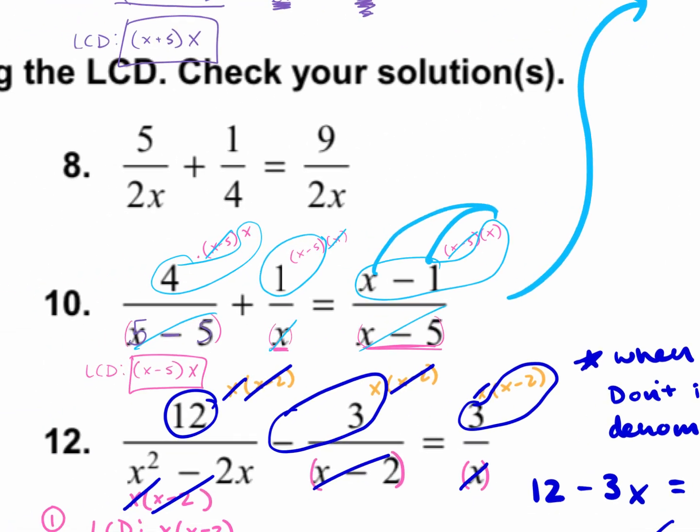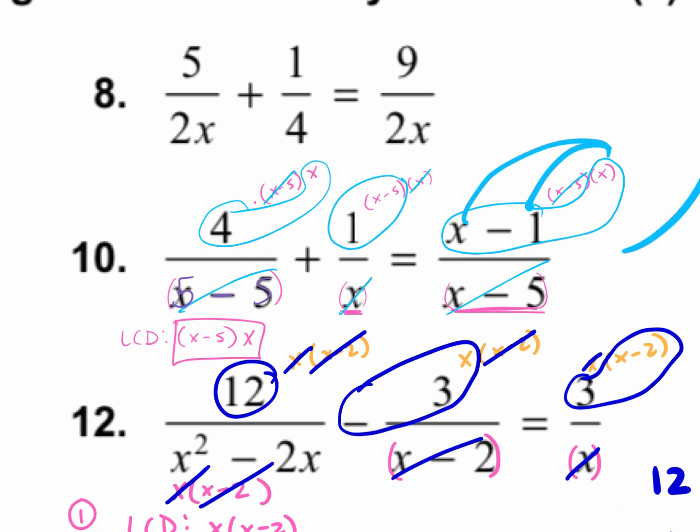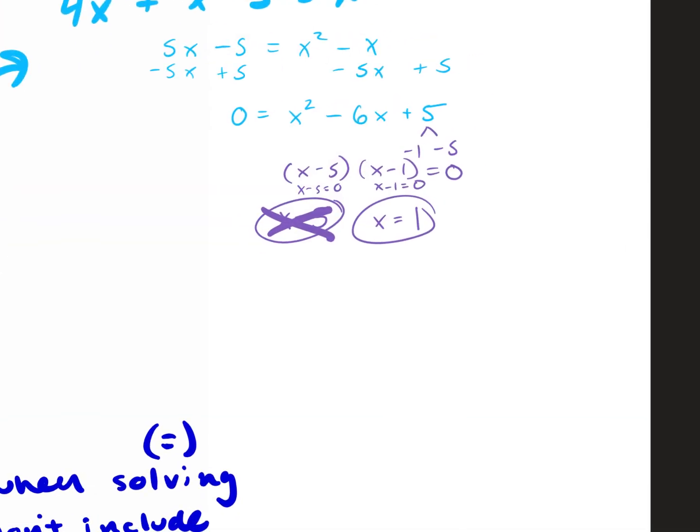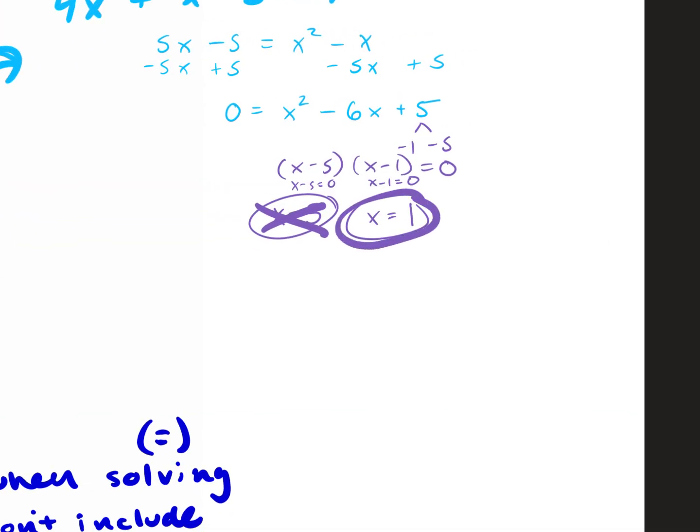Let's just plug in 1 just to be super sure that that one works too. So if I plug in 1, what's 1 minus 5? Negative 4. So that's good there because it's not 0. 1 in the denominator works. We can have 1. And then 1 minus 5 is negative 4. So it's good there too. So what's our answer? X equals 1.